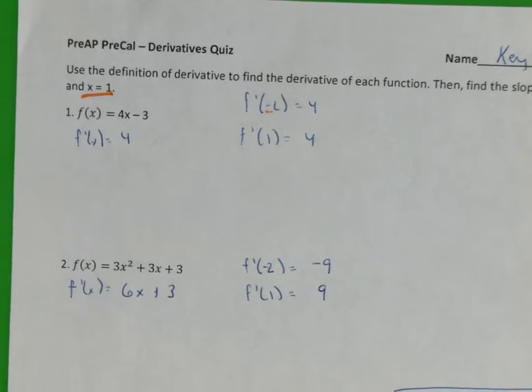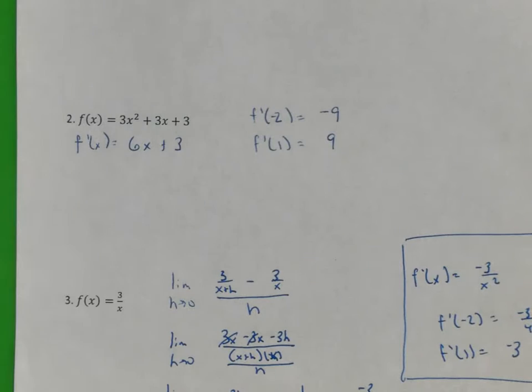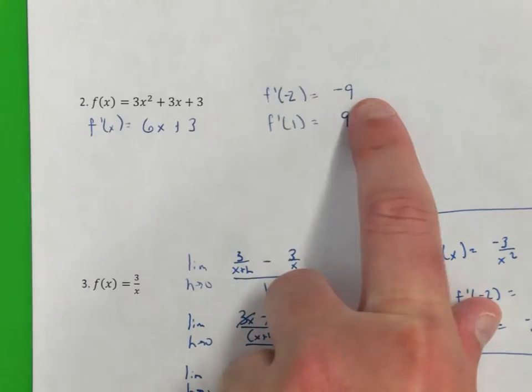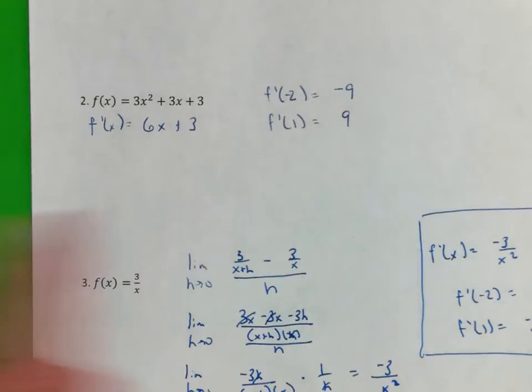Alright. Number 2. F of x equals 3x squared plus 3x plus 3. The derivative is 6x plus 3. The IROC at negative 2 is negative 9. The IROC at 1 is 9. Let's look at this one.